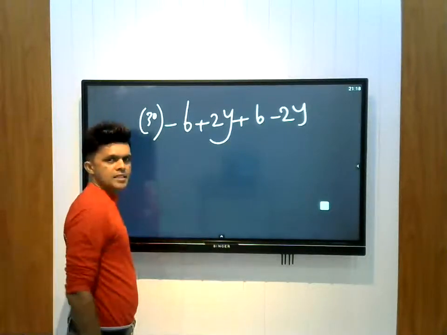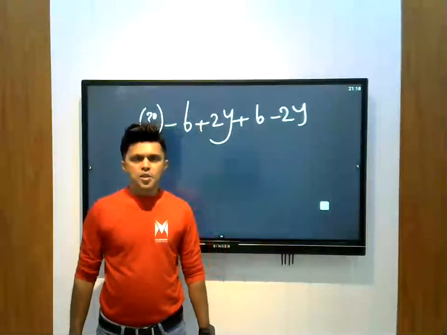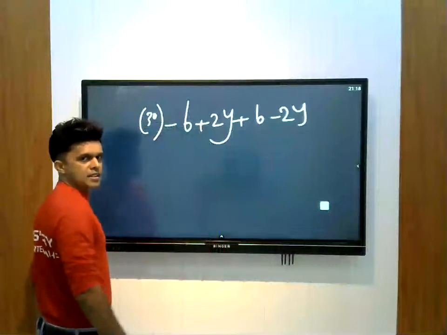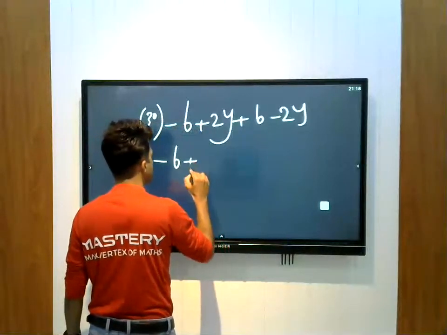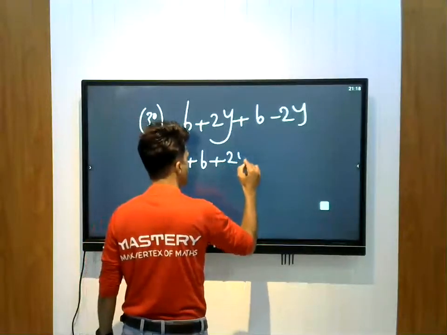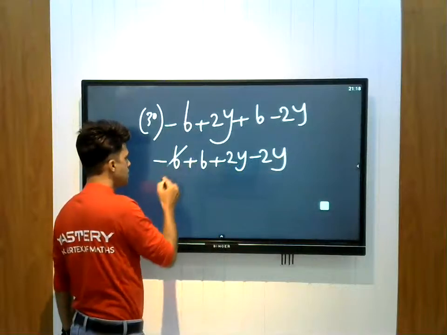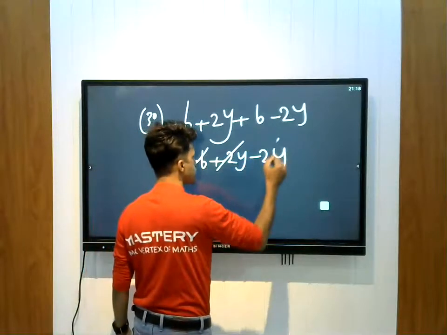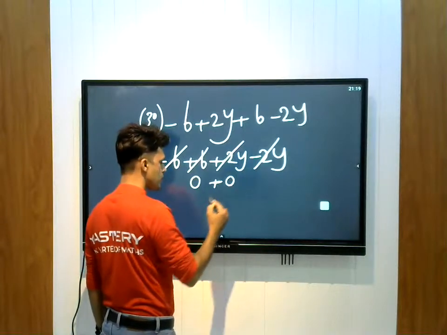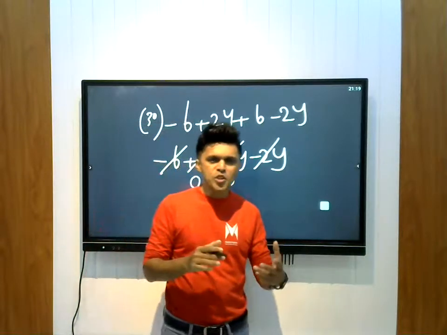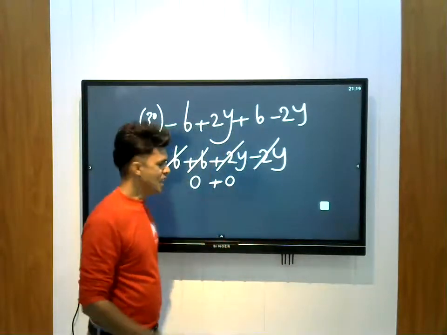You could simplify the like terms. What are the like terms? Digits can be simplified in this way: minus 6 plus 6, plus 2y minus 2y. Minus 6 plus 6 can be simplified, plus 2y minus 2y can be simplified. Then the answer: here 0, here 0. 0 plus 0 is 0. The answer is 0.